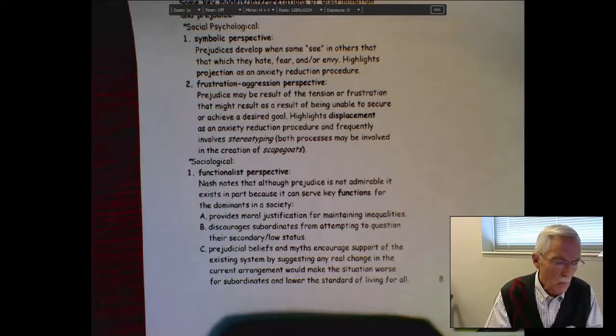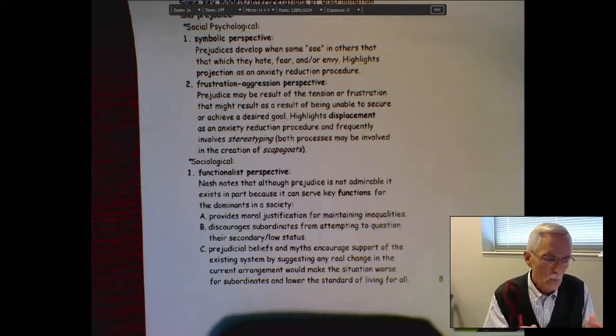If the subordinates start questioning their disadvantaged status, they start questioning the system, if you wish. They're really questioning the very foundations of the way things are. And by depriving these folks of rights and privileges that are enjoyed by the dominants, this is going to reduce any chance of the existing system ever being challenged, or for that matter, changed.